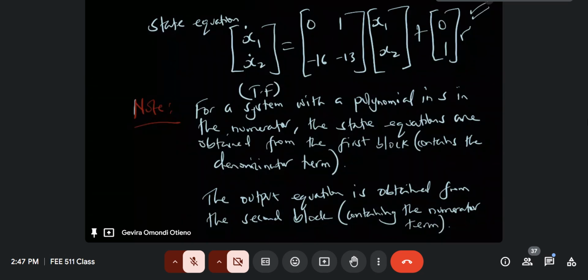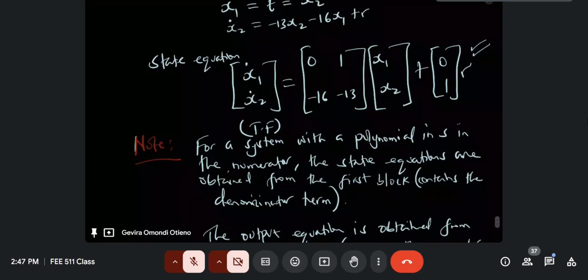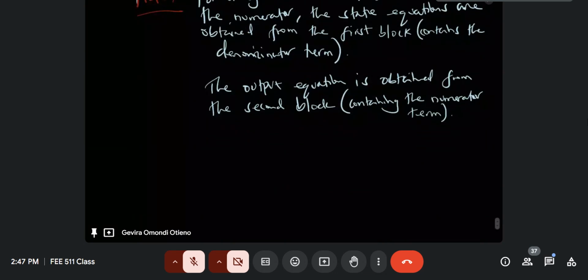That is the rule. So it means, therefore, that we now have the state equations, but we don't have the output equation. So the output equation, we have to obtain it from the second block. And you can see that the second block is this.